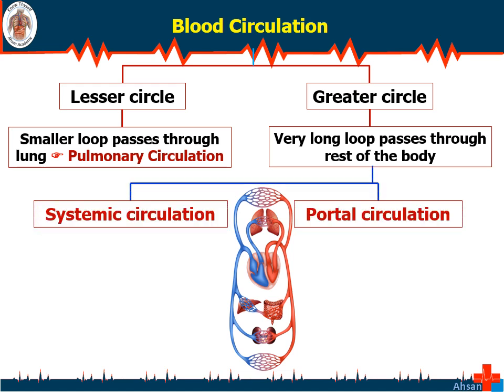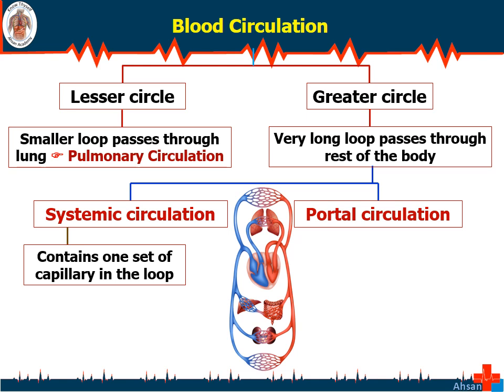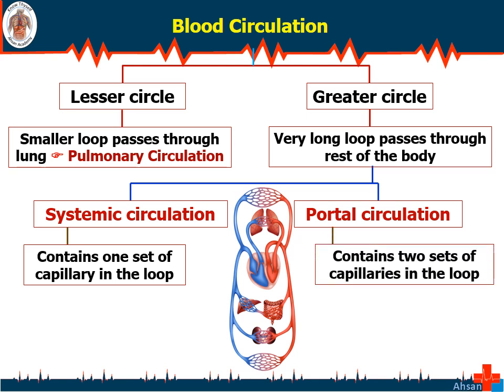This may be of two types: systemic circulation and portal circulation. Systemic circulation means it contains one capillary bed in the loop, and in portal circulation, there are two capillary beds in each loop. So the number of capillary beds is the factor for determination of the type. You see, this is the diagram showing.